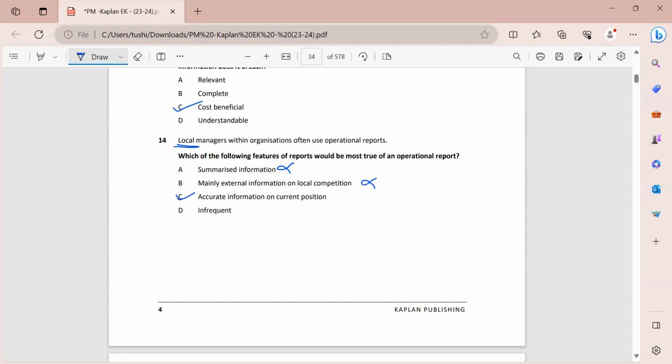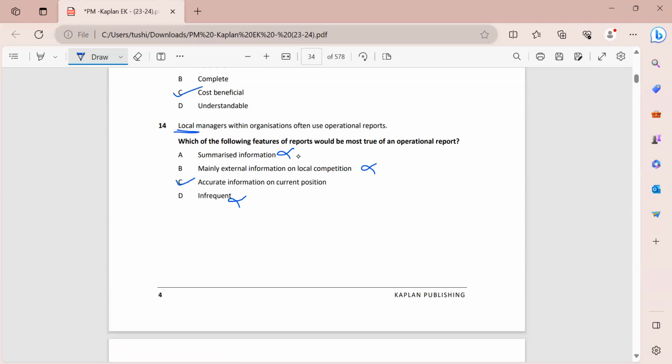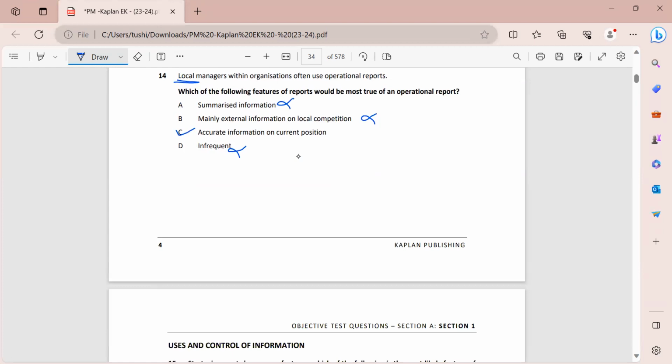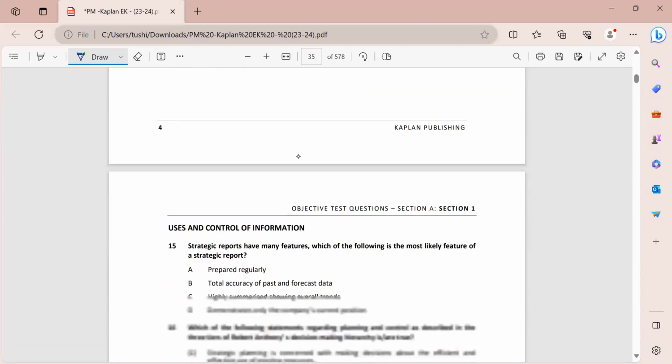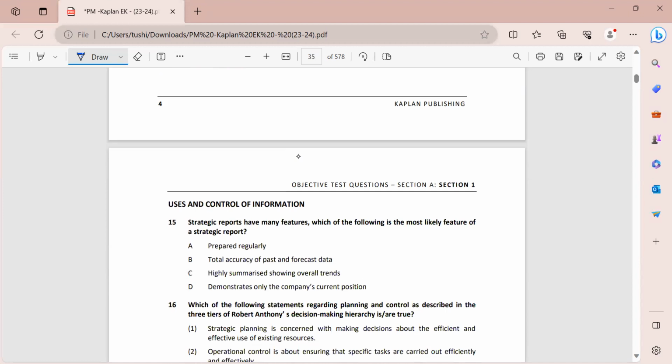Now, infrequent is also eliminated. Why? Because the local managers will have to monitor these reports on a very regular basis. So infrequent is also something which is not the characteristic. So this was video one, in which we have solved the first subtopic. The name of the subtopic that we have solved in this video was management information systems. Now in the second video, I'm going to be starting from question number 15, uses and control of information.